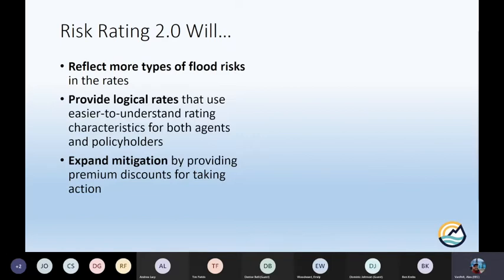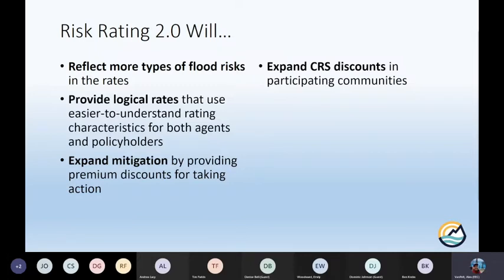It's trying to expand mitigation because you're going to be able to take advantage of certain mitigation credits that provide a discount to your premium. So it's encouraging folks to take action to obtain those credits and those discounts. It's expanding CRS discounts within participating communities. We're going to talk more about this when we get to the CRS section. But FEMA has realized some of the ways CRS credits or benefits were applied previously weren't the easiest to understand for folks.